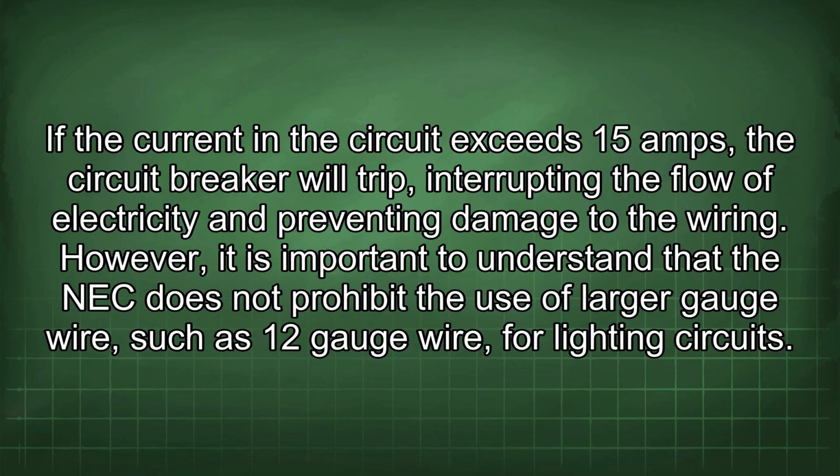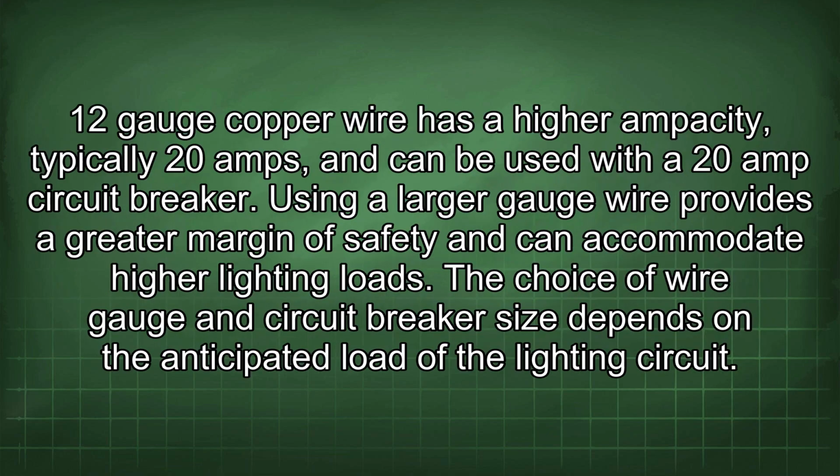However, it is important to understand that the NEC does not prohibit the use of larger gauge wire, such as 12-gauge wire, for lighting circuits. 12-gauge copper wire has a higher ampacity, typically 20 amps, and can be used with a 20-amp circuit breaker. Using a larger gauge wire provides a greater margin of safety and can accommodate higher lighting loads. The choice of wire gauge and circuit breaker size depends on the anticipated load of the lighting circuit.